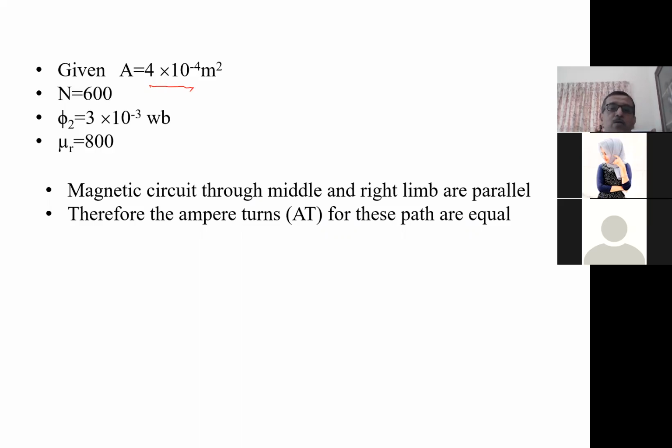Magnetic circuit through the middle and right limbs are parallel. Therefore, the ampere turns for these paths are equal. That is the key point here. Okay. Phi 1 S1 equal to phi 2 S2. This is one key point because we know phi 2, we don't know phi 1.